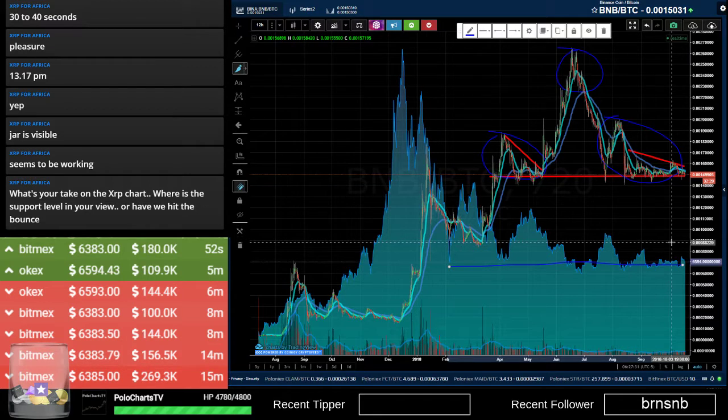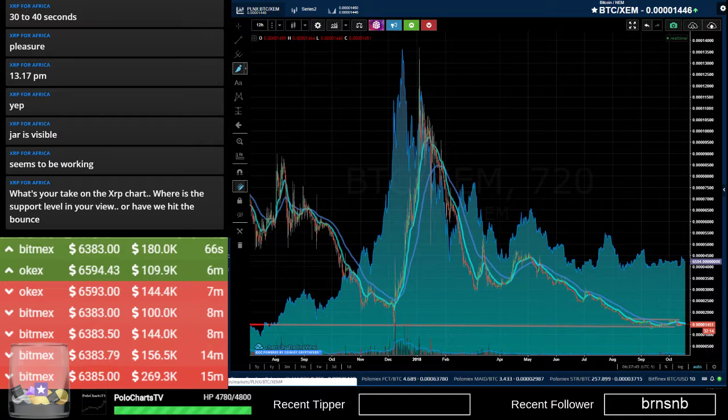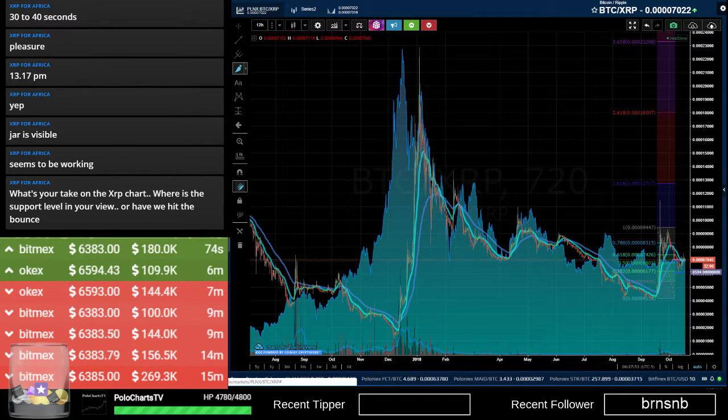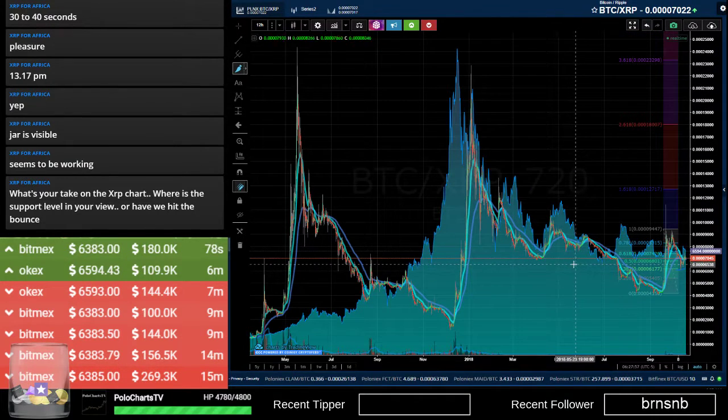What's my take on the XRP chart? I will go to Poloniex. Just bring up XEM so it's close to where I'm wanting to go in the chart. And XRP. I'm thinking it's beginning an uptrend myself.